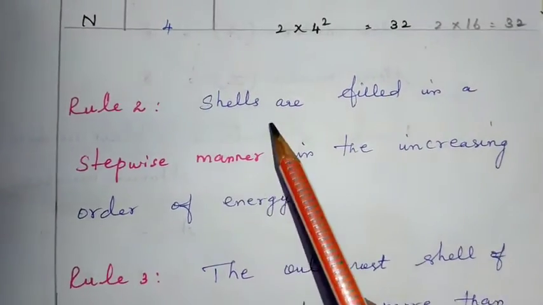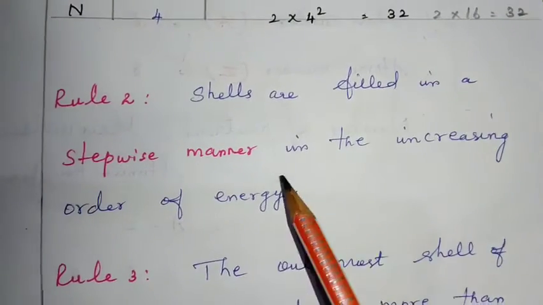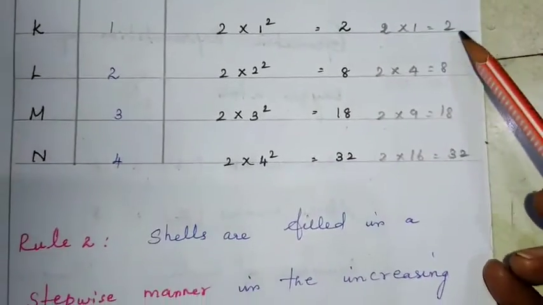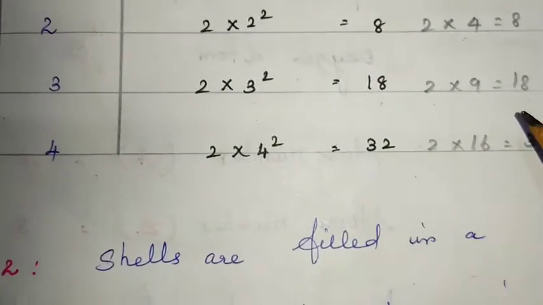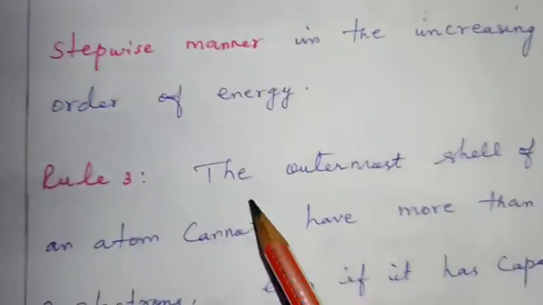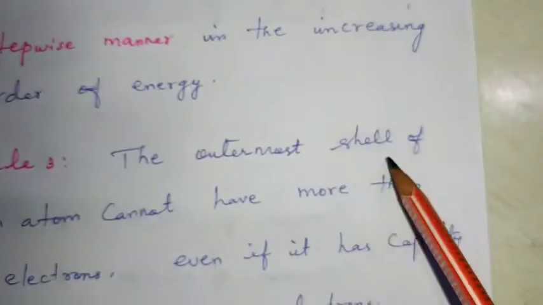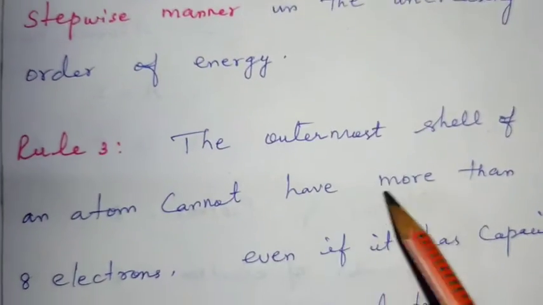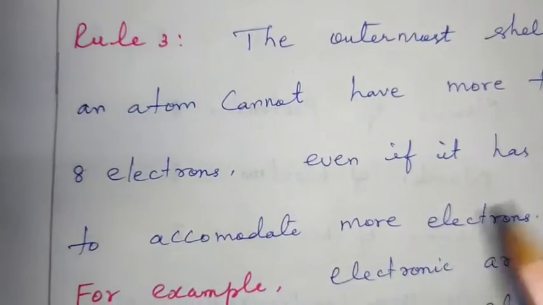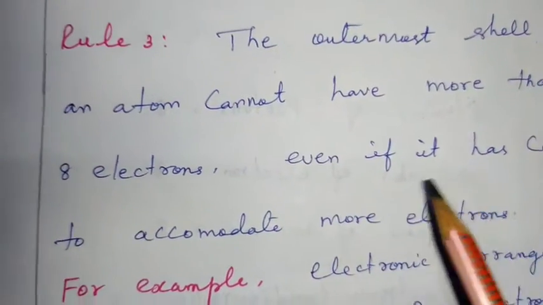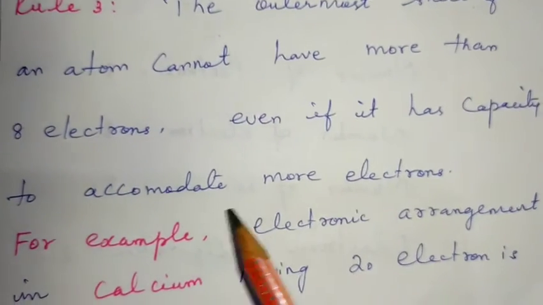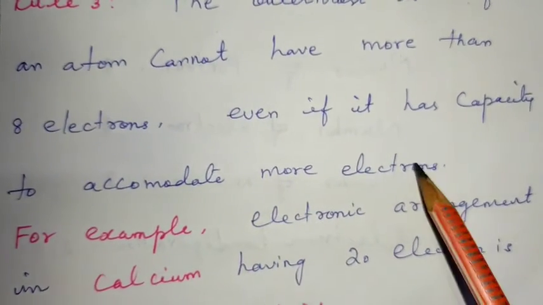Rule 2: shells are filled in a stepwise manner in increasing order of energy. The first shell means 2 electrons, second shell 8 electrons, third shell 18 electrons, fourth shell 32 electrons. Rule 3: the outermost shell of an atom cannot have more than 8 electrons. As per the octet rule, it is not possible to accommodate more than 8 electrons, even if it has the capacity to accommodate more.